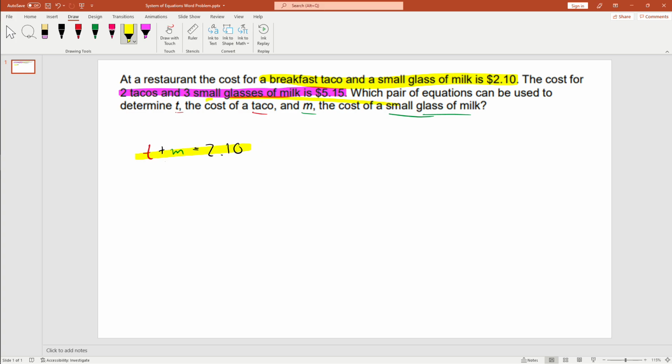Next, it looks like we have 2 tacos and 3 small glasses of milk. So we have 3 tacos plus 2, no, I got that backwards. Oops. Erase, Control Z. 2 tacos plus 3 glasses of milk, 3M. So that now equals 515.